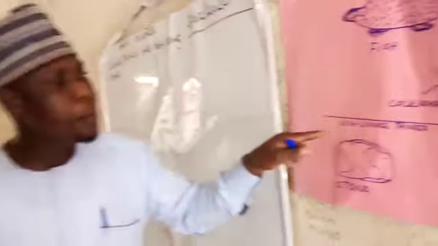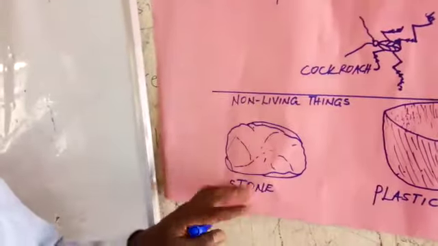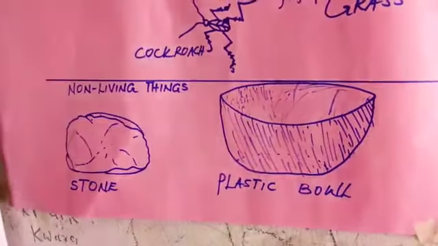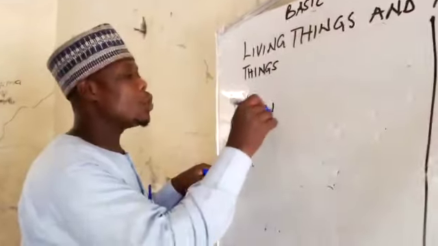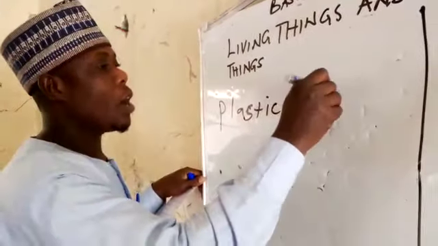Under this, we also have non-living things. Non-living things include stones. Stones are non-living things. This is a plastic bowl. These plastic bowls are what we use to carry water.